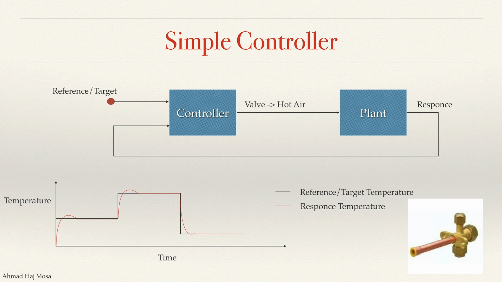And this is basically what the proportional controller means, because as I said, the error is proportional to the actions that we are giving the plant. So the more the hot air, the higher the temperature, and so on.